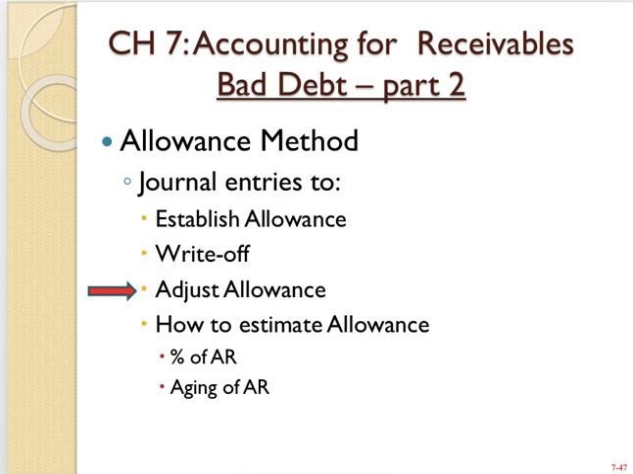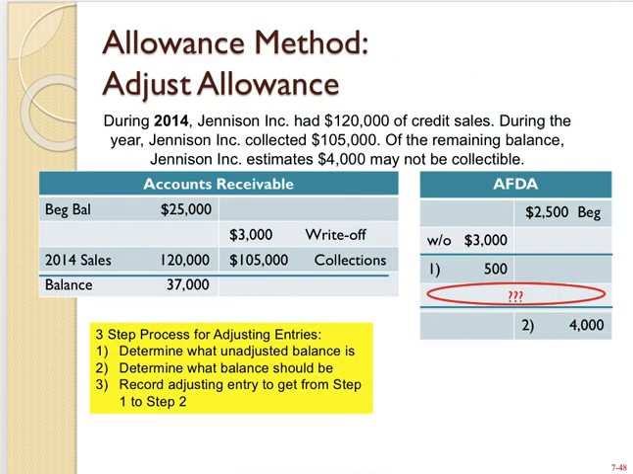Remember, with the allowance method, we say that at the end of every accounting period, we have to estimate bad debt. So that means that at the end of every accounting period, we have to adjust the allowance based on what things look like at the end of the accounting period. So this is another adjusting entry that we're going to have to record at the end of every accounting period. So this is how that works.